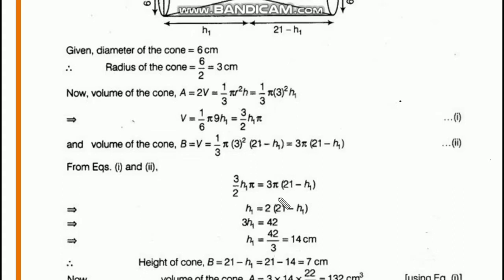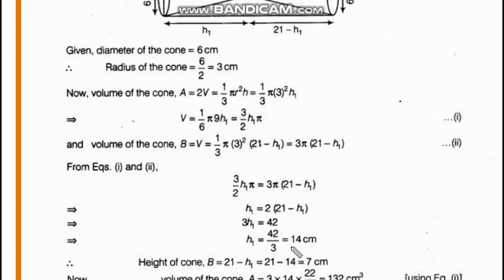If we equate these two, pi and pi cancel. At the same time, this 3 by 2 transposes to the right hand side, so the 2s cancel and the 3s cancel, and the remaining 2 is there, times 21 minus h1. The next step: 2 into 21 is 42, minus 2h1. Transposing minus 2h1 to the left hand side, we get h1 plus 2h1, so 3h1 equals 42. So h1 equals 42 by 3, and the height is 14 centimeter.